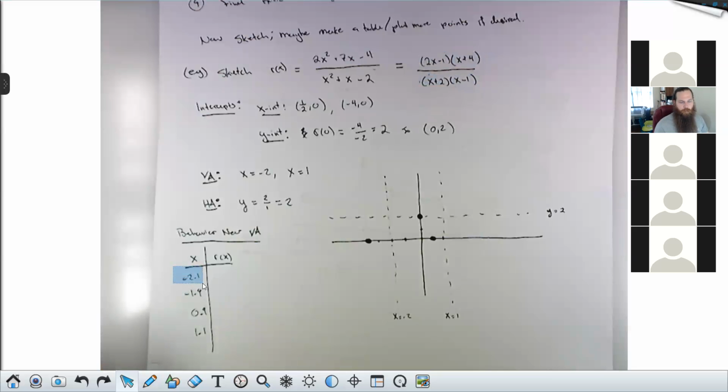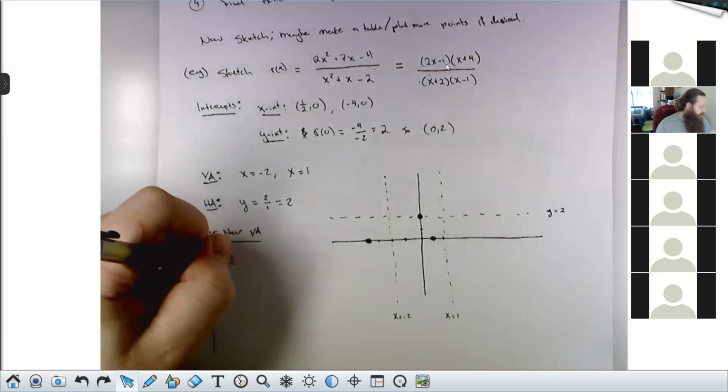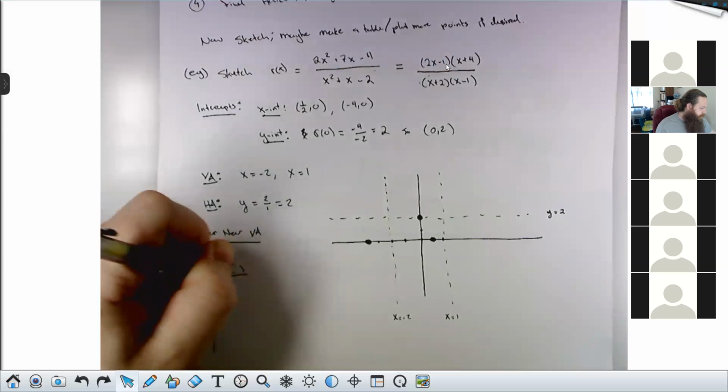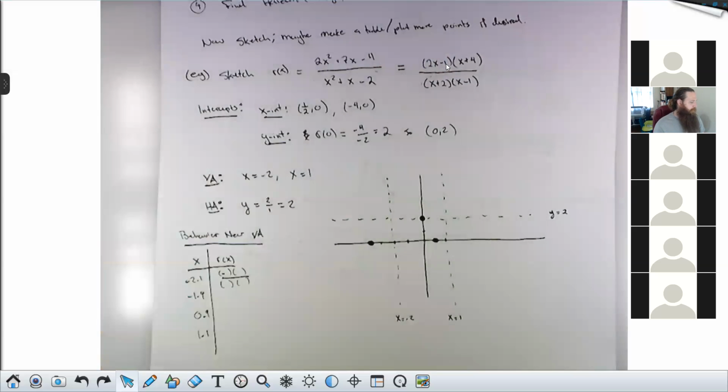If I plug -2.1 in for x, is this factor, 2x minus 1, positive or negative, and why? Negative. Good. If I take something that's real close to -2 and I plug it in here, I get something that's real close to -4. -4-ish minus 1, definitely negative. So here's what I'm going to do. I'm going to draw a little sign diagram.